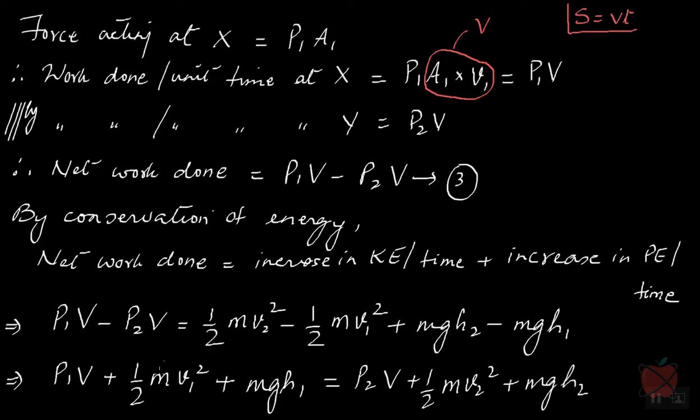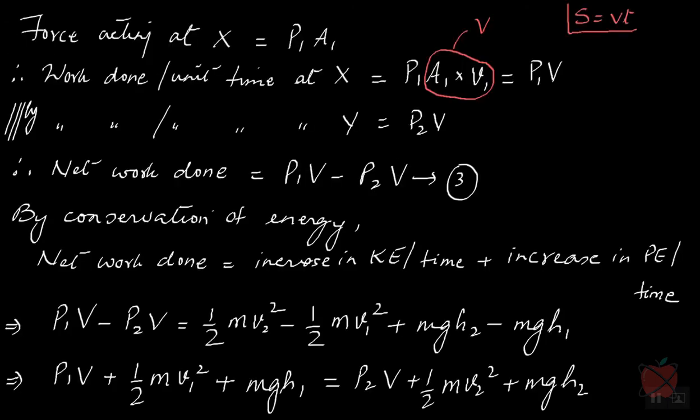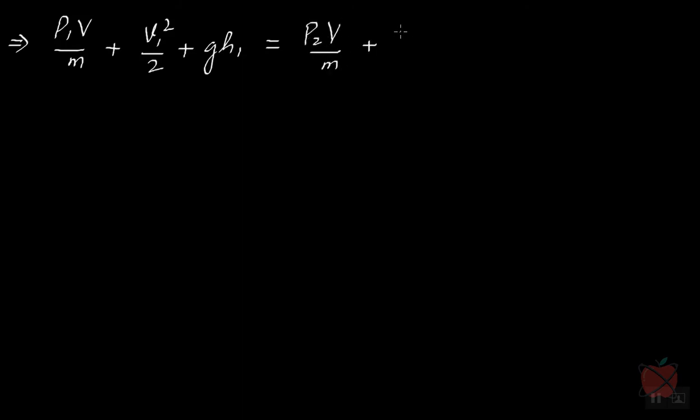Then what do we do next? We are going to divide everything by mass. Okay, we'll divide both sides by mass. So dividing both sides by mass, you get what? Let's see. So I will get a mass out here. This mass will vanish here. This mass will vanish out here. So P1V by mass plus V1 square by 2 plus GH1 is equal to P2V by mass plus V2 square by 2 plus GH2.